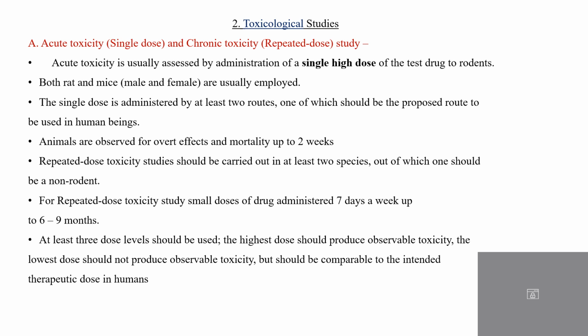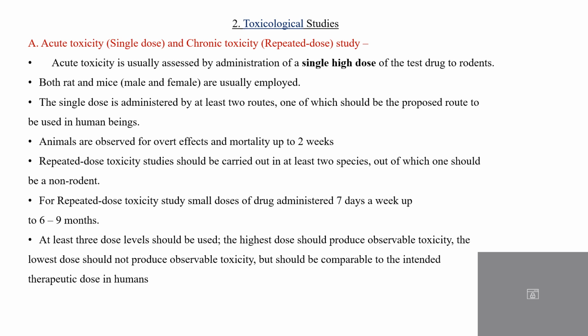The repeated toxicity study should be carried out in two species and one should be a non-rodent model. Usually, a small dose of the drug is administered 7 days in a week up to 6 to 9 months to investigate the chronic toxicity of the drug.